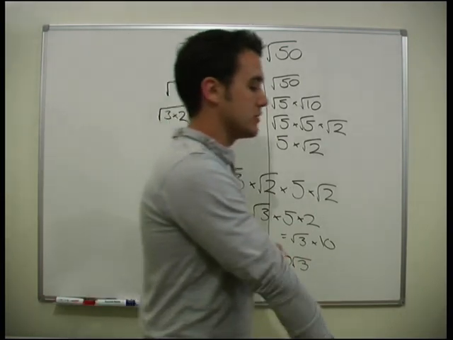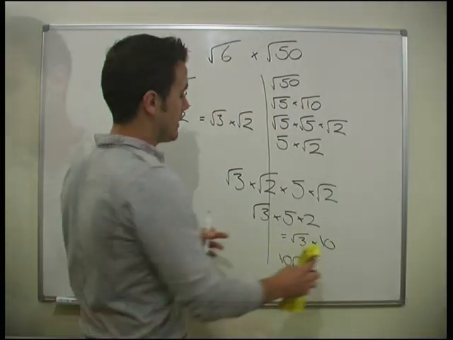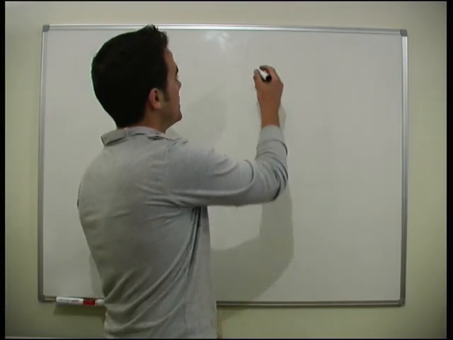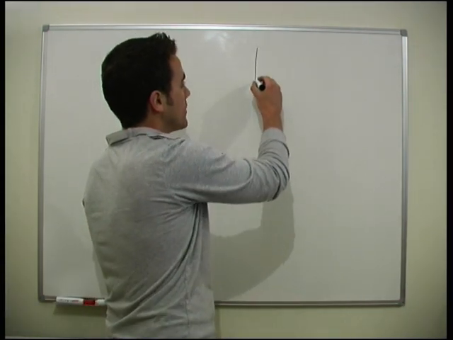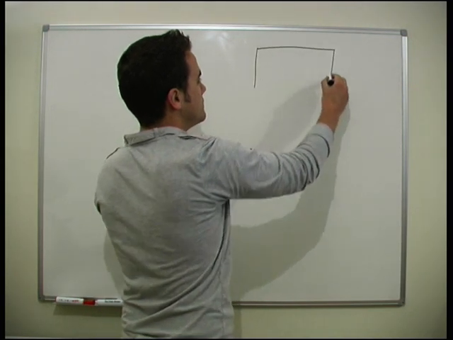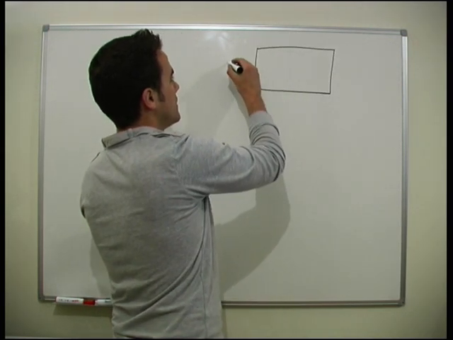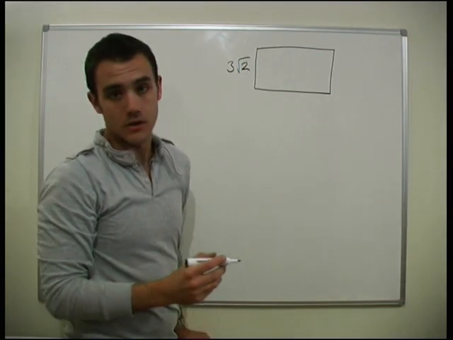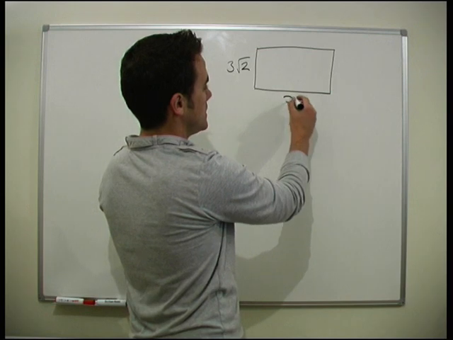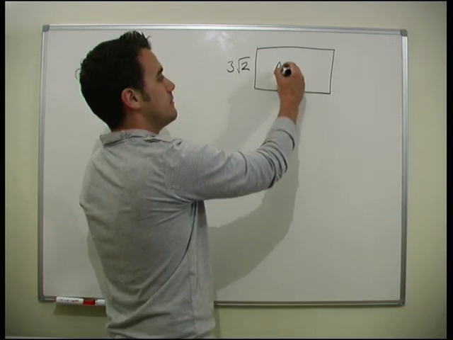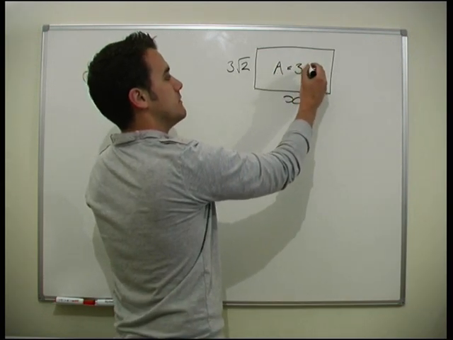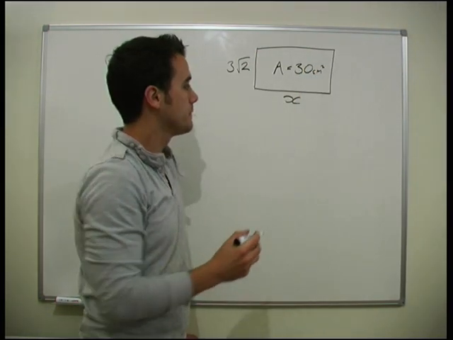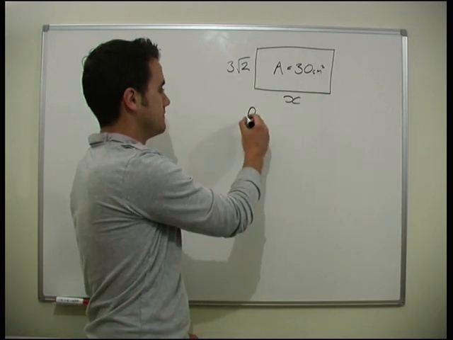Okay, we'll do one more practice question together, and then you'll have to do some. We're going to do a practice exam question, questions come out of an exam. So we've got a rectangle. This side, the length is 3 root 2. Okay? And this side is x. We know that the area equals 30 root 2 squared. Okay? So we need to find x.